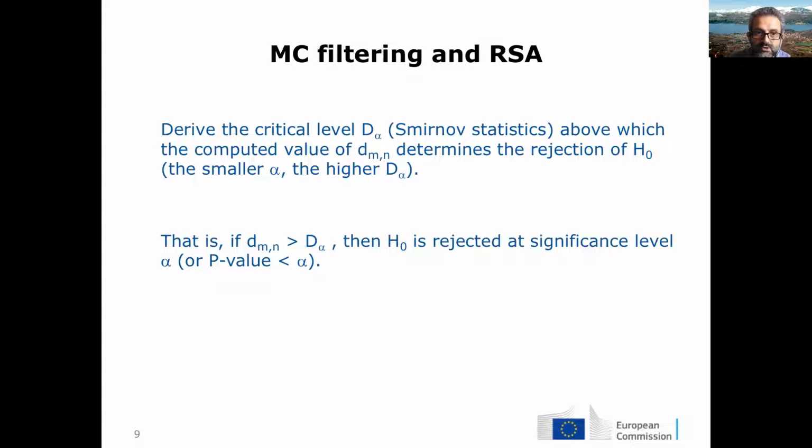So then what we do is, for a given level alpha, there is a critical level D, which depends also on the size of the two samples. And if the distance, so the maximum distance, is bigger than the critical level for each alpha, then H0 is rejected. So then the two distributions are significantly different, and that parameter is flagged as important in driving the behavior of your model.